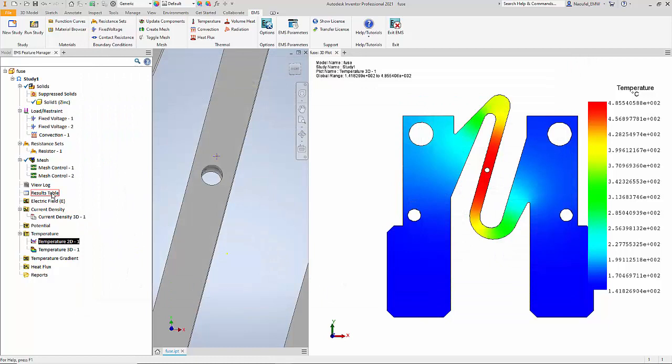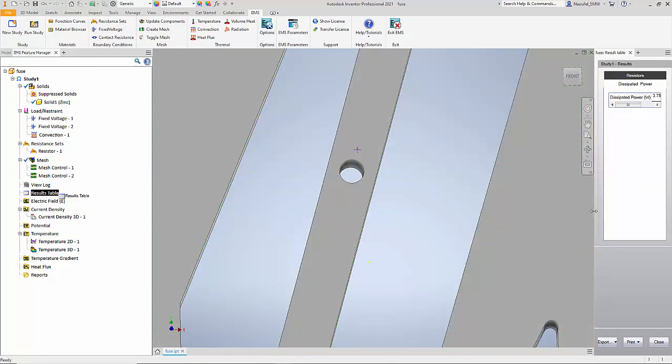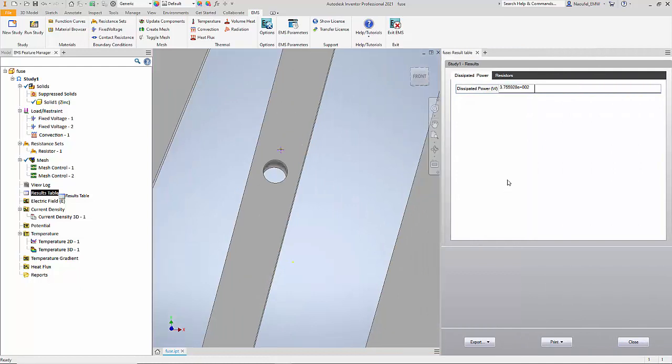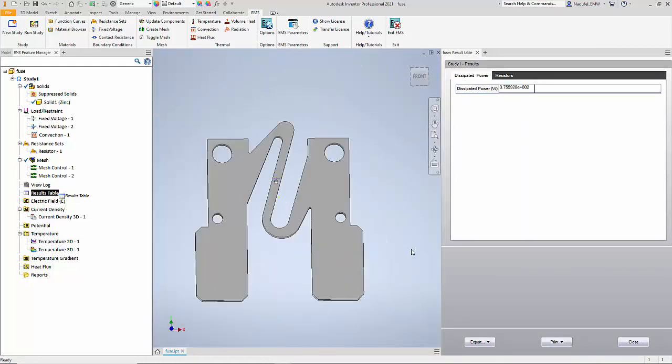Finally, let us go to the result table where we can study the following. We can study the dissipated power in the fuse, and that's close to around 375 watts. And finally, we can also study the resistance between the input and output of the fuse. So the effective resistance is also given by the program. So in this example, we saw how EMS for Inventor can be used to study the design of an automotive fuse using the electric conduction solver.